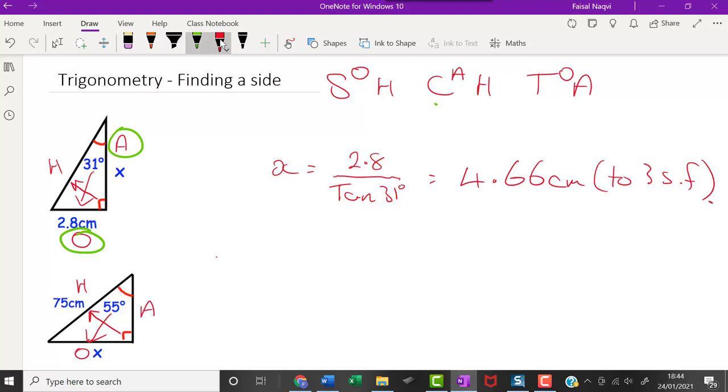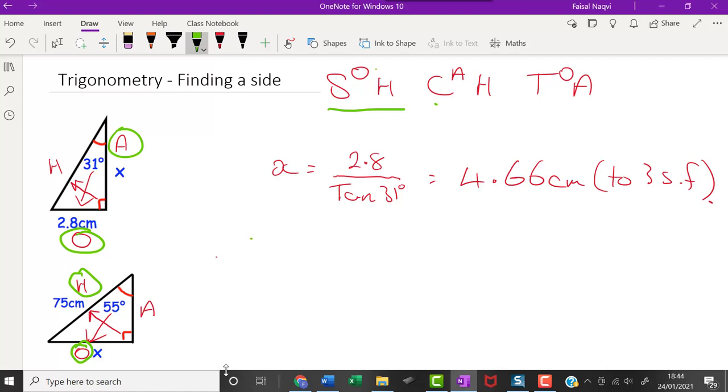And then I have to say, which sides do I have or which ones do I want? Well, I have my hypotenuse, 75 centimeters, and I want my opposite, which is x. And I say, which trig ratio has O and H in it? If I take a look at the first one, I've got an O and I've got an H, so I know that SOH is my trig ratio that I need to use.